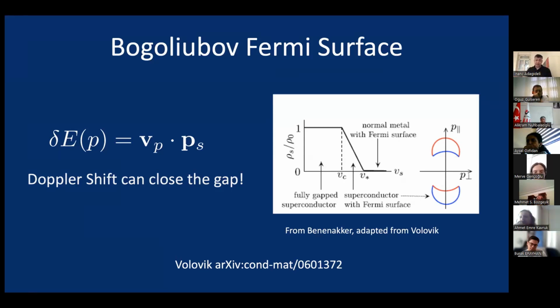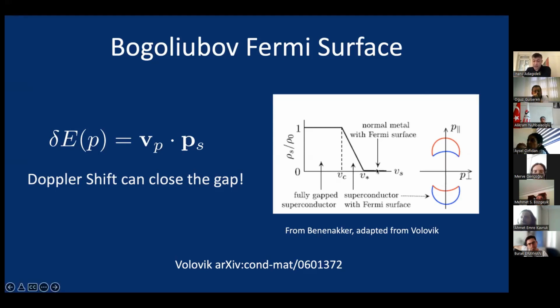So this is basically the idea from Volovik, that you of course shift the energies of your particles. In the business, it's called the Doppler shift. And it basically tells you that the energy would be proportional to your velocity in that momentum direction times the superfluid velocity, right? So this is a very directional thing, and it actually can shift some of the energies down. And if you shift it down enough, you basically can start having quasi-particles at the Fermi level.